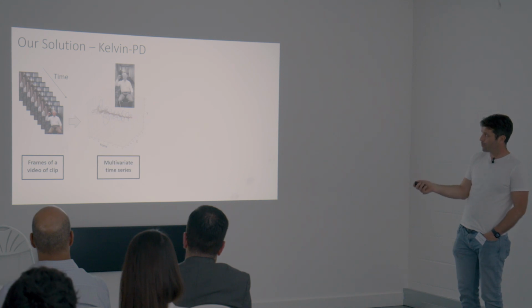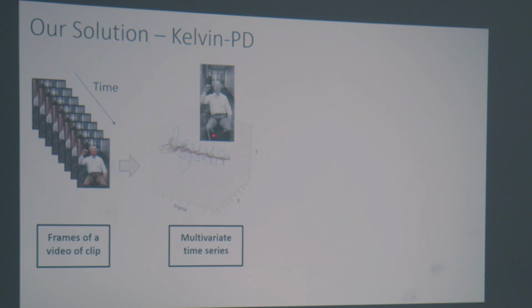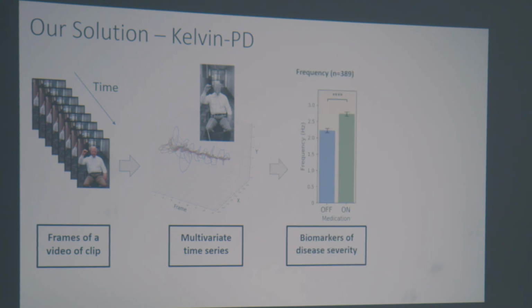From that, using a branch of computer vision called pose estimation, it's a little hard to see here, but we're tracking the key points on an individual's body from the knees to the hips, all the way down to the individual fingers. From that, we get this high-dimensional, multivariate time series. And then the challenging part is to identify the parts of that time series that are really relevant. Here, for example, we're extracting the frequency of finger tapping and identifying that there is indeed a difference between the frequency at which people tap their fingers when they're off medication versus on medication. They do it faster when they're on medication. These are Parkinson's patients, of course.